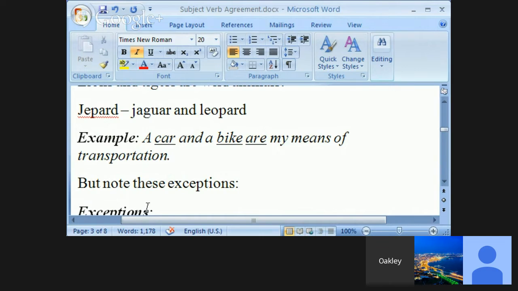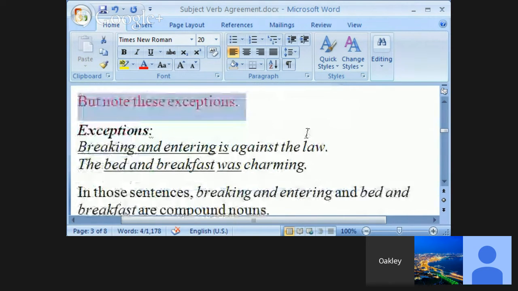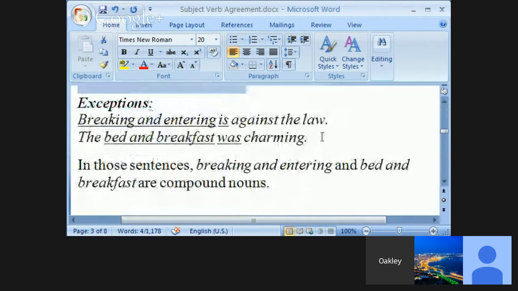Now, if that was far too easy for you, that's because there are exceptions. Because English is a pain in the neck. Here are a couple of exceptions, and I'll explain them. Okay. Breaking and entering is against the law.